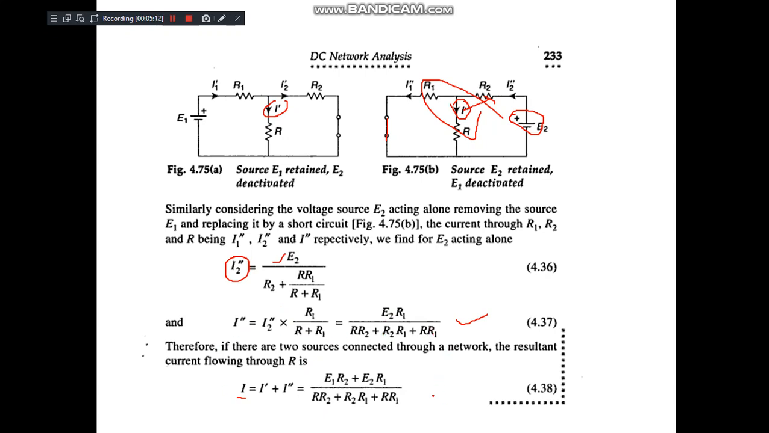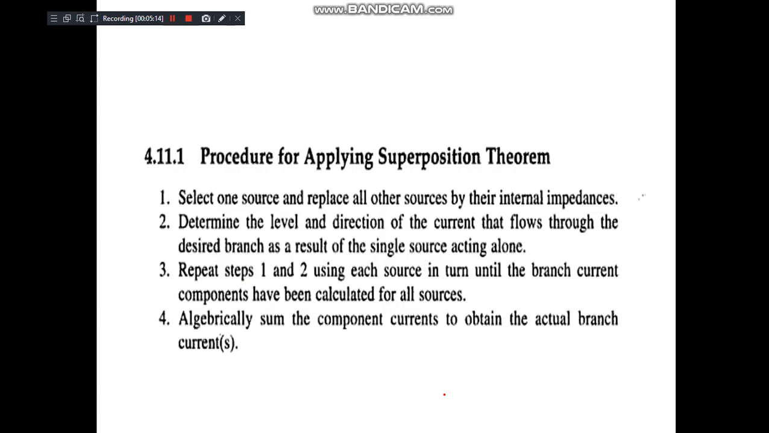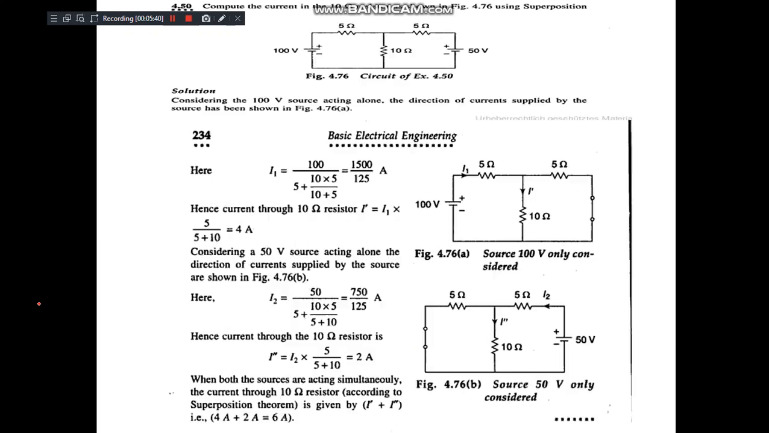So these are the simple steps involved in the superposition theorem. Select one source and replace all the other sources by their internal impedance. Determine the levels and direction of current flow through the desired branch as a result of the single source acting alone. Repeat steps 1 and 2 using each source, and take the algebraic sum of the component currents to obtain the actual branch currents. This is the procedure of the superposition theorem.